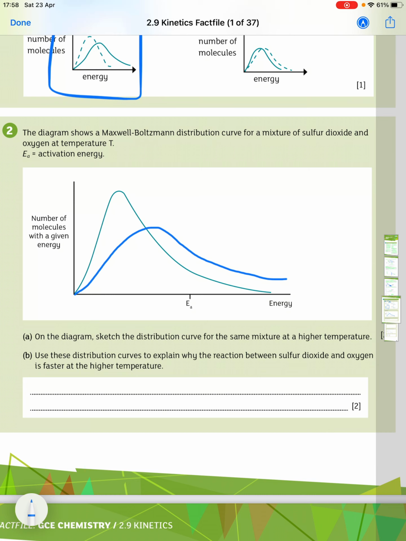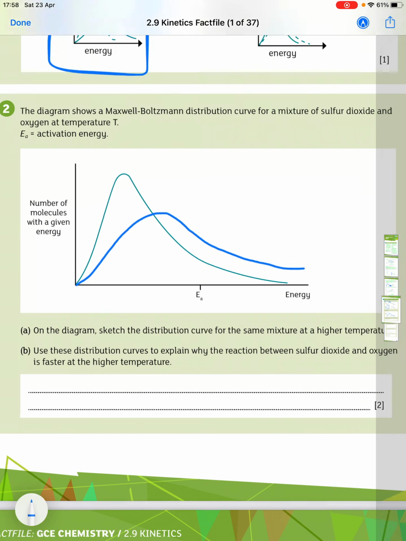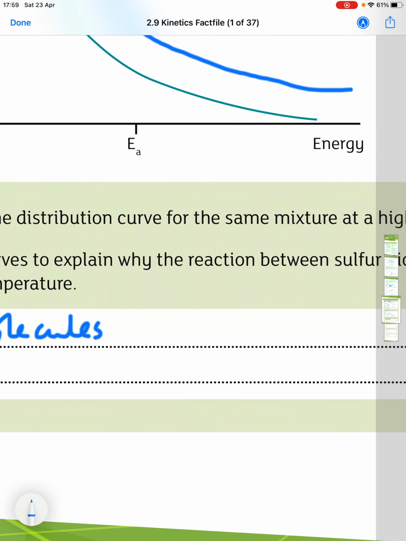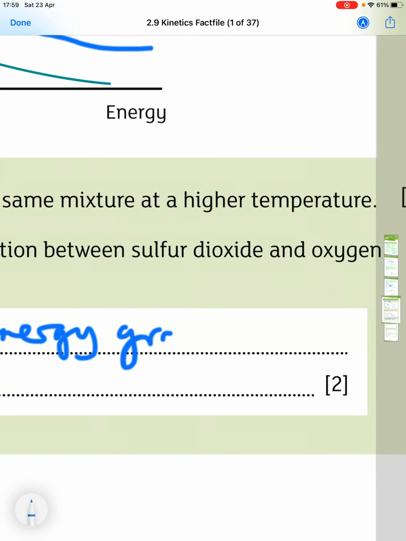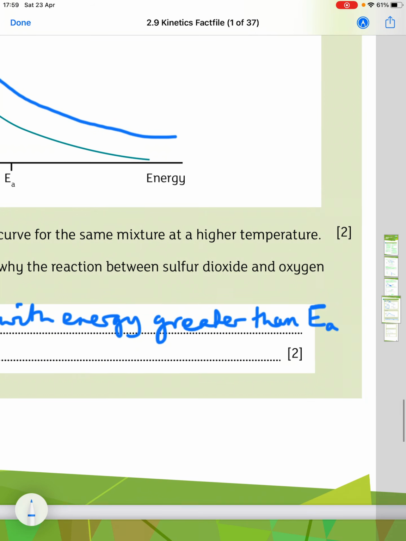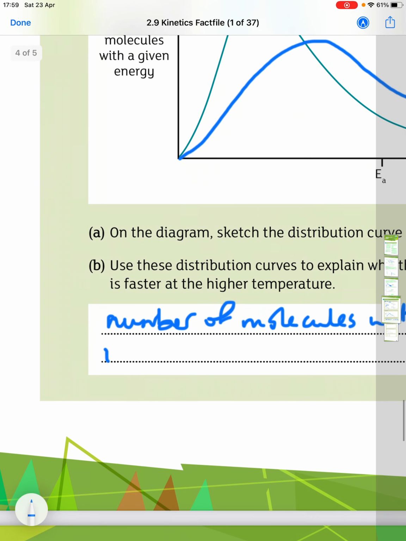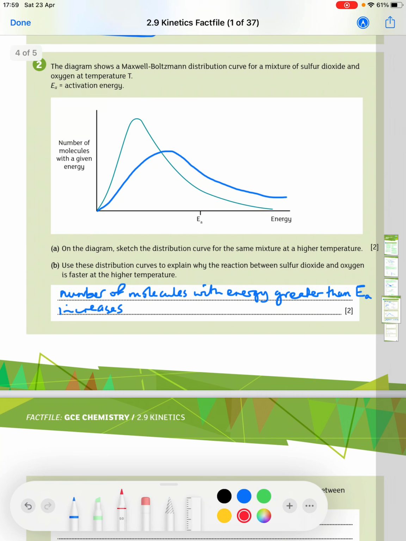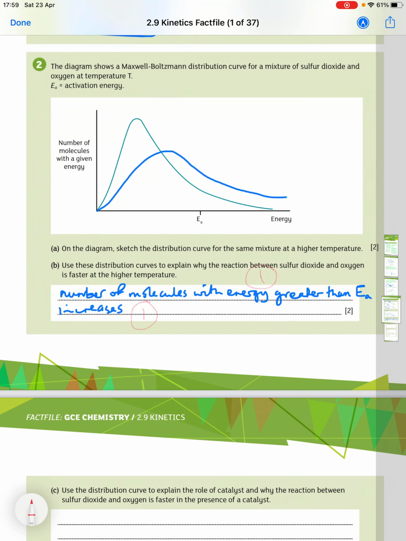So then use these distribution curves to explain why the reaction between sulfur dioxide and oxygen is faster at higher temperature. So we have a greater number of molecules with energy greater than the activation energy increases. So 1 mark for that and 1 mark for that.